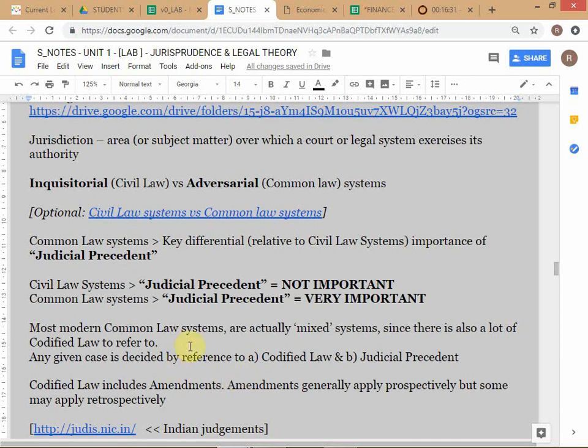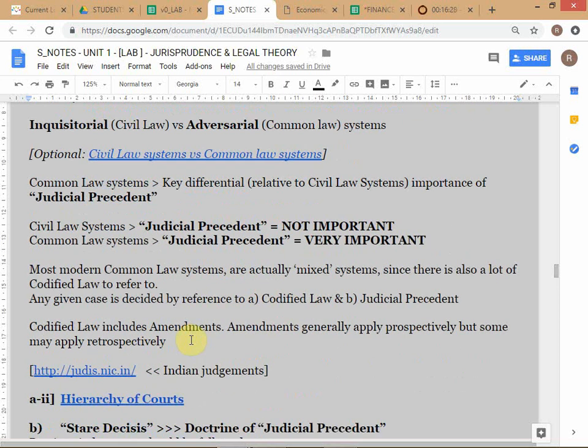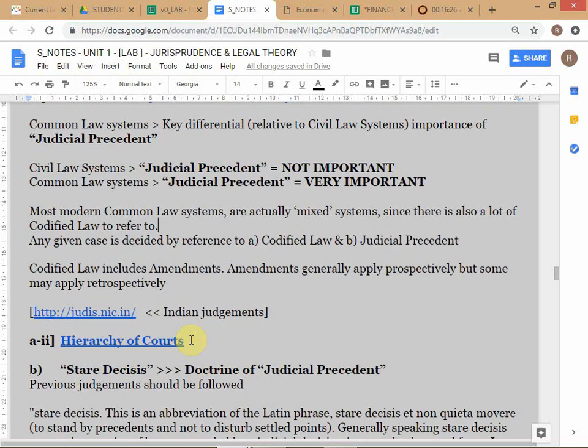Now, just briefly explaining this statement, that most modern common law systems are actually what we can call mixed systems. Let me explain what I mean by mixed. If you look at the pure common law system, it originates from England.